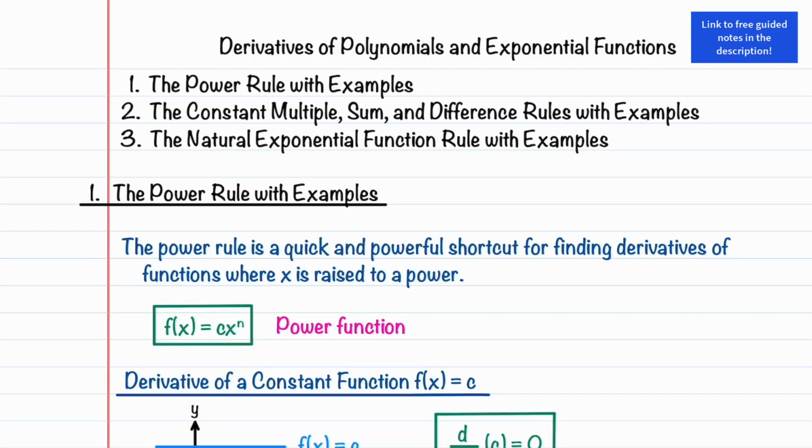In this Calculus 1 video, we're learning how to quickly and efficiently find derivatives of polynomials and exponential functions. We'll start by using the power rule to differentiate powers of x, then apply the constant multiple, sum, and difference rules to break down and simplify more complicated functions. Finally, we'll look at the natural exponential function, discover why e to the x is special, and practice using its derivative rule step by step.